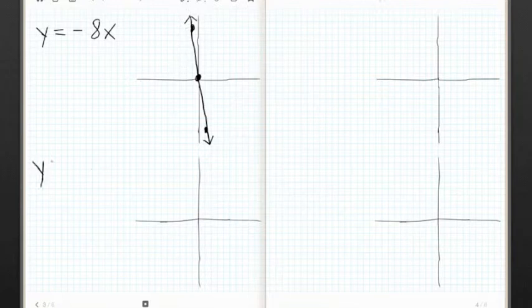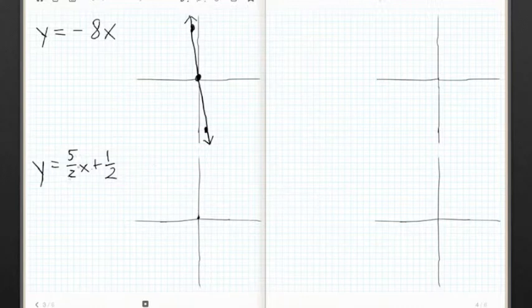Alright, let's try y equals 5 over 2 x plus 1/2. Here we have a y-intercept of 1/2, so right in the middle there. Now the problem with this slope, 5 over 2, is that if we use that and just go up 5 and over 2, we're going to be stuck between grid lines. So let's try to get back on the grid line, and here's how we're going to do that.